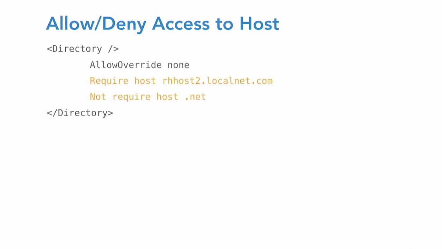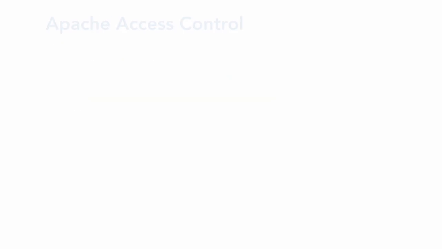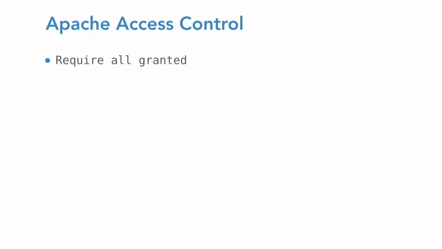Apache will do a reverse DNS lookup on the IP address attempting to access the resource, and then a forward lookup to make sure the records match. Only if both are consistent will the host be allowed. To grant all access, use require all granted. To deny all access, use require all denied. To allow access to hosts on the local network, use require local.